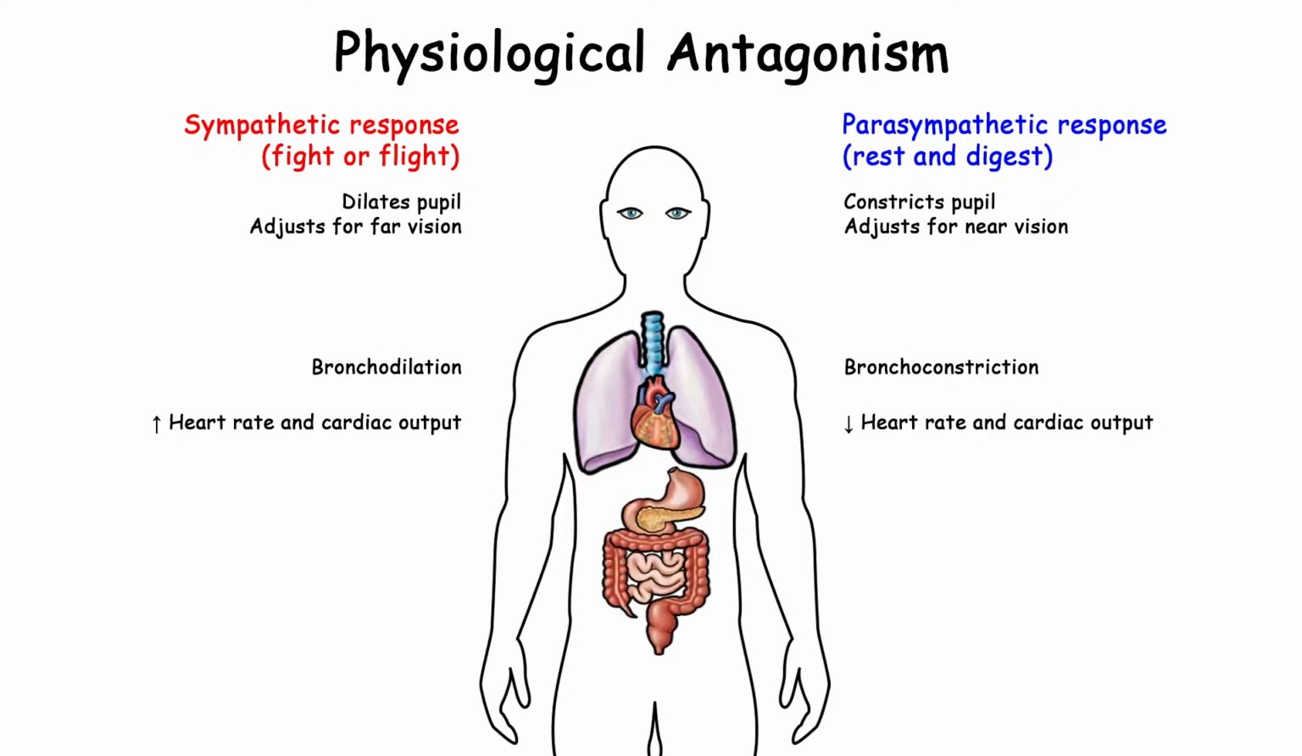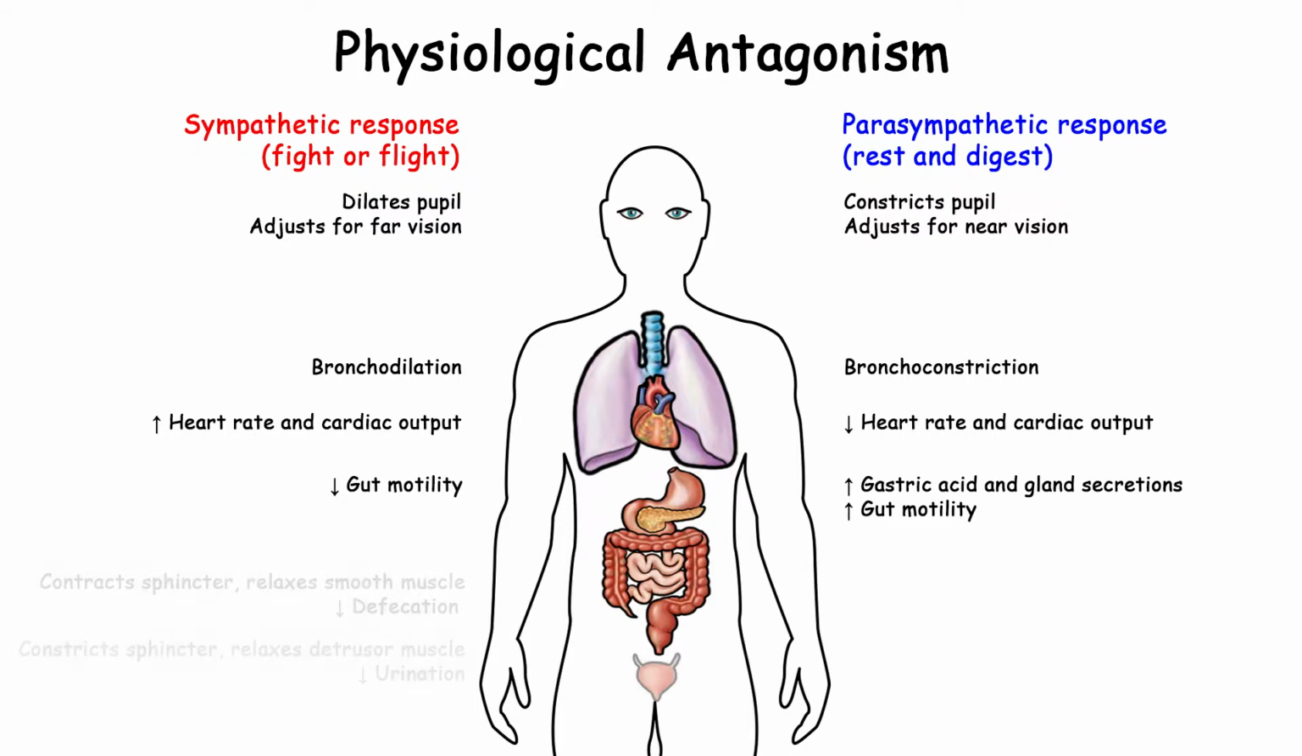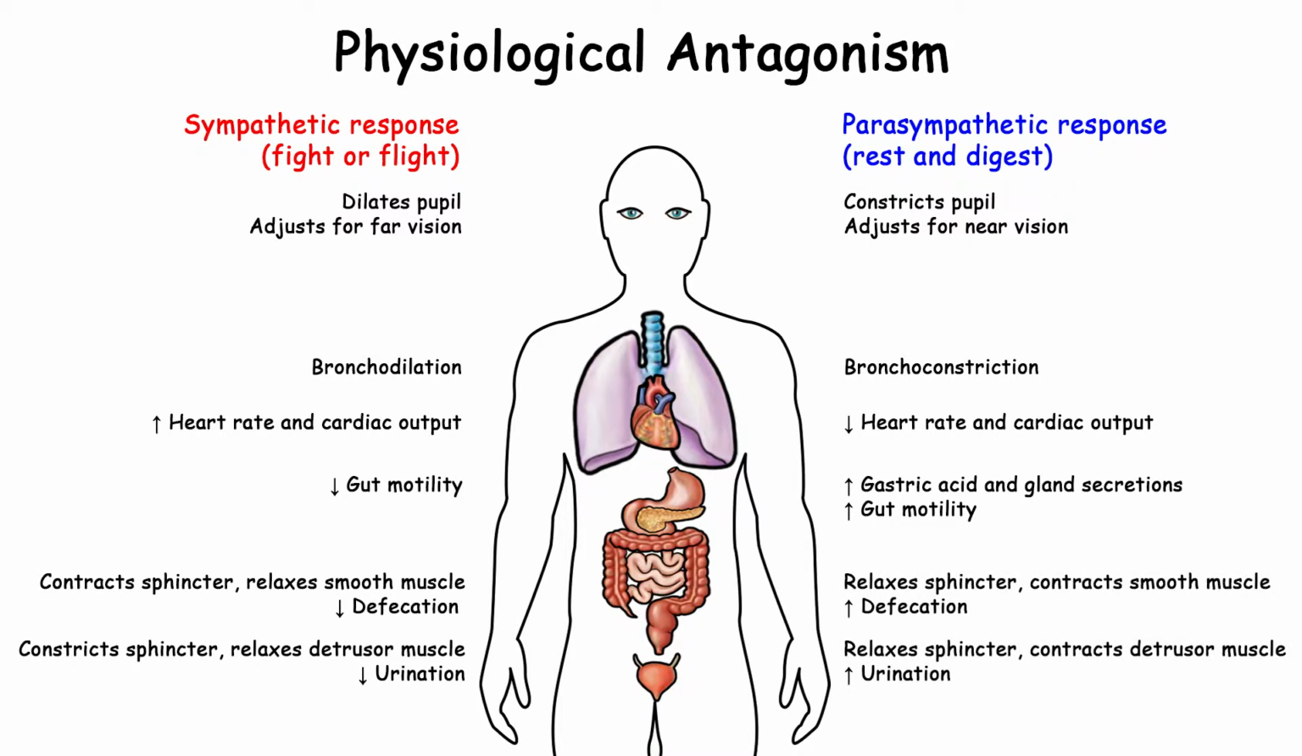The stomach, intestine, rectum, and bladder also receive dual innervation. Gastric acid and gland secretions in the stomach, as well as gut motility, are increased with parasympathetic input. In contrast, activation of the sympathetic system reduces gut motility. Sympathetic activation causes contraction of the sphincters of the bladder and rectum, reducing the need to go to the bathroom, while parasympathetic activation causes relaxation of the sphincters and contraction of the smooth muscles of the bladder and rectum, leading to urination and passing stool.